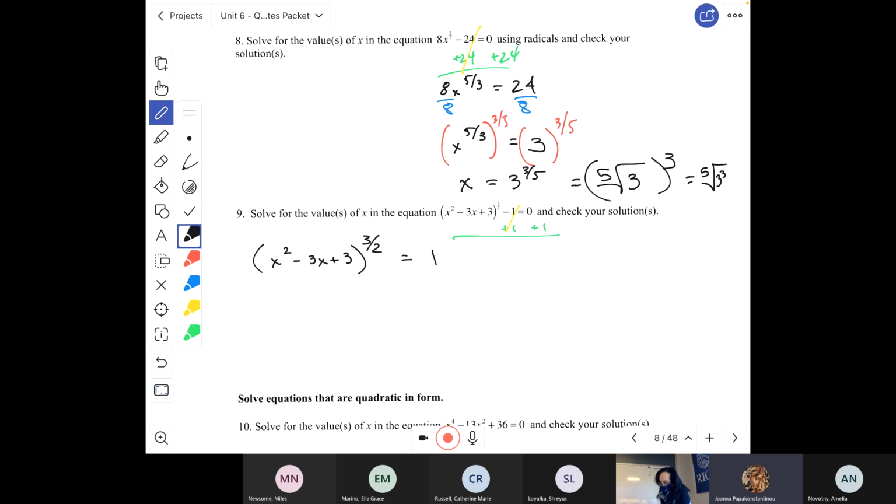So now if I want to address that rational exponent, what could I do to each side? Beautiful. Raise each side to the 2/3 power. So then that gives me x squared minus 3x plus 3 equals, what's 1 to the 2/3 power? 1. Now what is your gut telling you to do next?